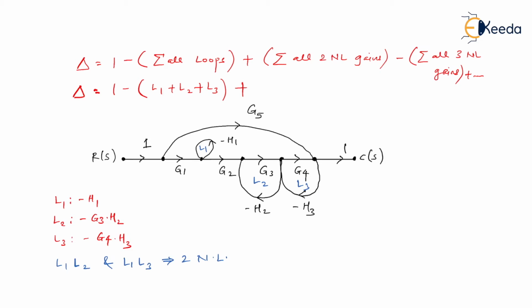Since we got only three loops, that is L1, L2 and L3, there is no question of getting three non-touching loops, because L2 and L3 are already touching each other. Therefore, there are no three non-touching loops. Since there are no three non-touching loops, this term will not come in the calculation for delta. So delta would be this much.